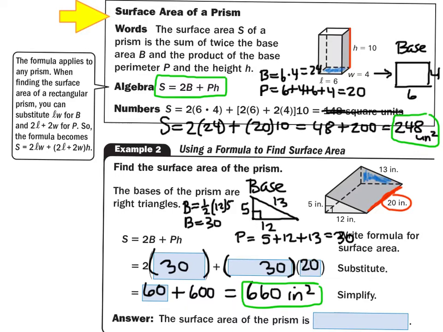Now the perimeter of the triangle, just add the 5 plus 12 plus 13. So 5 plus 12 plus 13 is 30. And then you put it together in the formula. The surface area equals 2 times the base area plus perimeter of the base times the height of the prism. So that'd be 2 times 30, the base area, plus the perimeter, which was also 30 in this case, times the height, how far apart the triangles are, and that's 20. So 2 times 30 is 60 plus 30 times 20 is 600, so 60 plus 600 gives me 660 inches to the second power.